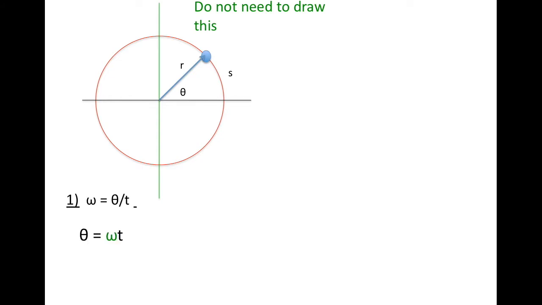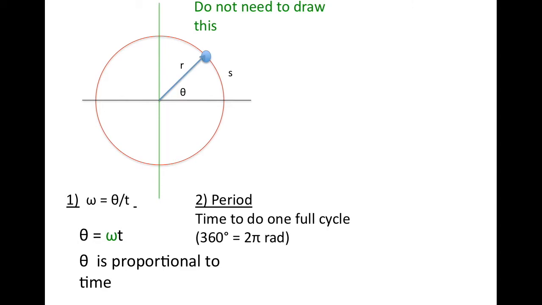We also know that omega, which is the angular speed, equals theta divided by t. When we move that around and solve for theta, we get theta equaling omega times t. Because the rate of rotation is constant, the angle theta is proportional to time. We also know that the time it takes to go around one full cycle or one full circle is known as a period, and that is equivalent to 2 pi radians or 360 degrees.